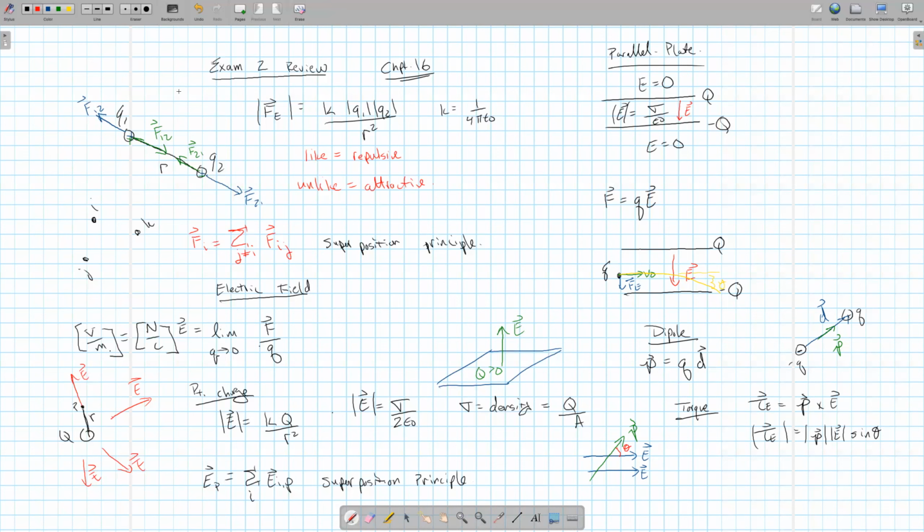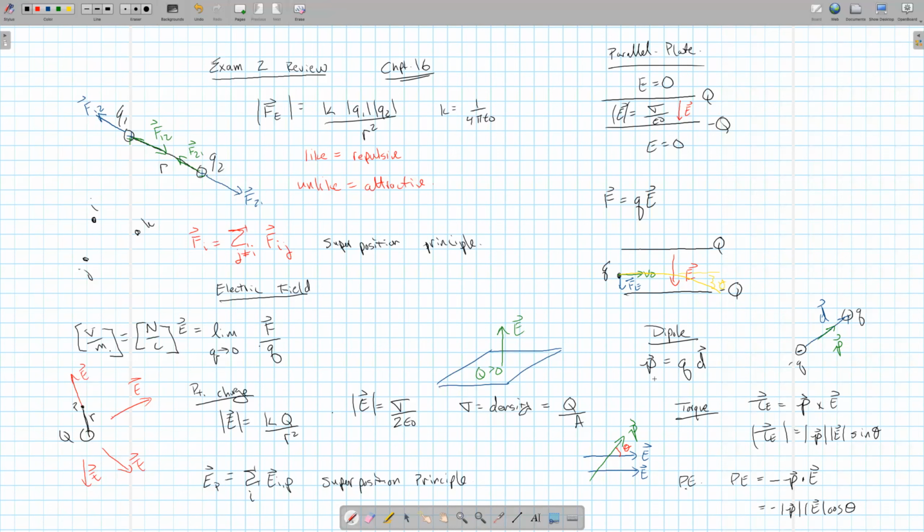So this is the torque. And then this also has a potential energy associated with it. We found that the potential energy is equal to negative the dipole moment dotted with the electric field, which means this is equal to negative the magnitude of the moment times the magnitude of the electric field times cosine of the angle between the two. So again, this specific angle is the angle between the dipole moment and the electric field. So good, those are dipole stuff.